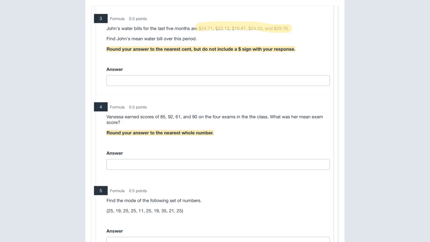So 24.71 plus 22.13 plus 19.87 plus 24.33 plus 29.76. That gives me a total of, make sure I got them all in right, double checking my numbers. That's 120.80 divided by 5.